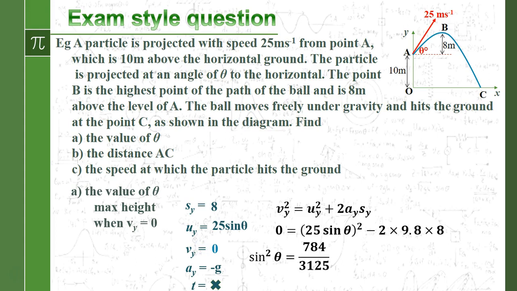So we end up with sine squared theta is 784 over 3125, and then taking the square root and then sine to the minus 1, we end up with theta being just a little bit over 30 degrees. Okay, that's not too bad at all.